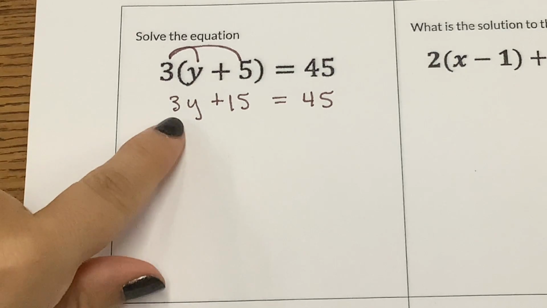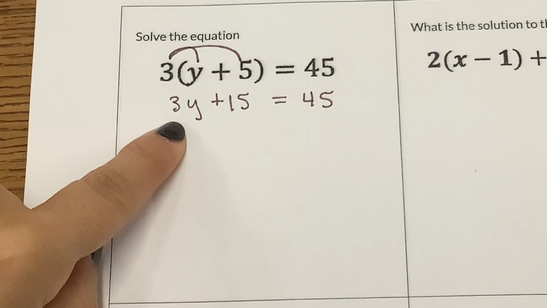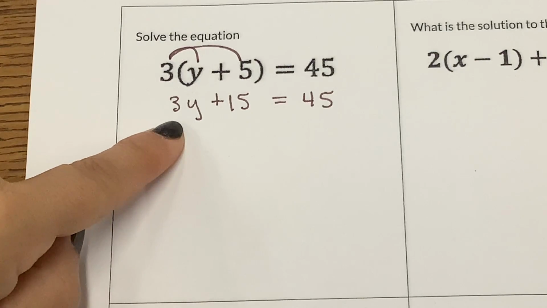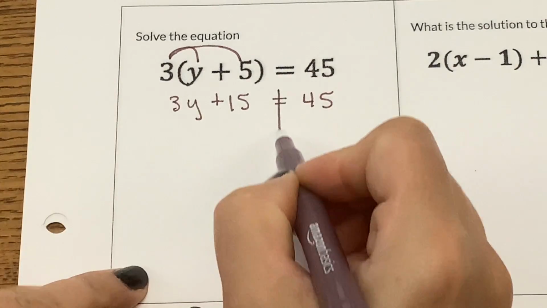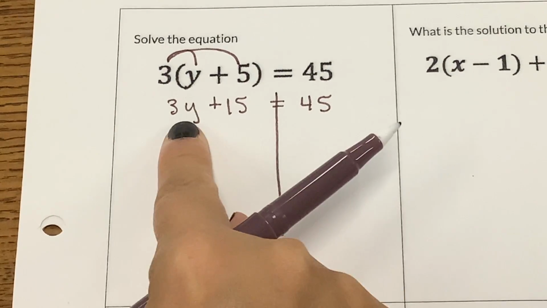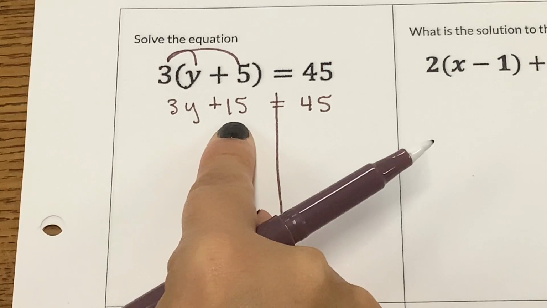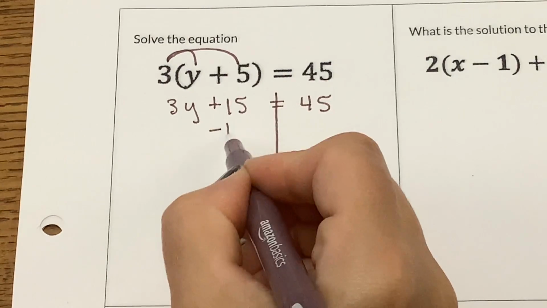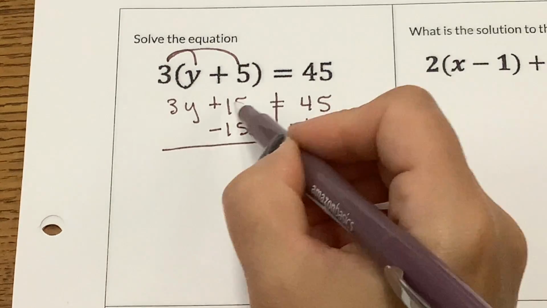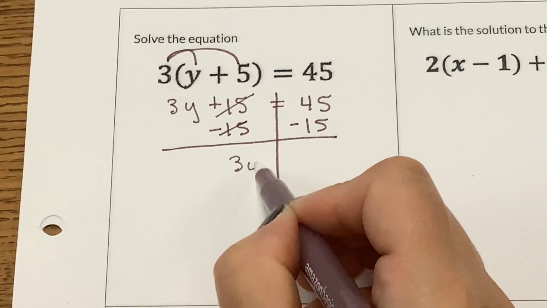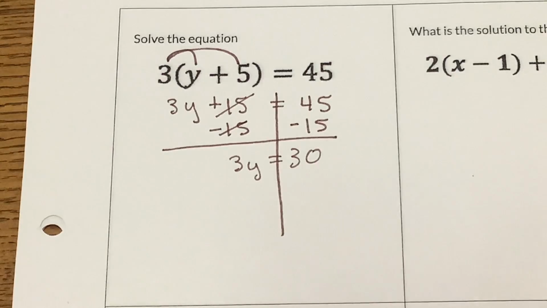The variable's only on one side, right? So we can skip that step. Do we have a constant by the variable term that I need to move? Yeah, so here's our variable term. This is a constant. So let's move that to the other side of the equation to start to isolate the variable. So this cancels, and 3y equals 30.